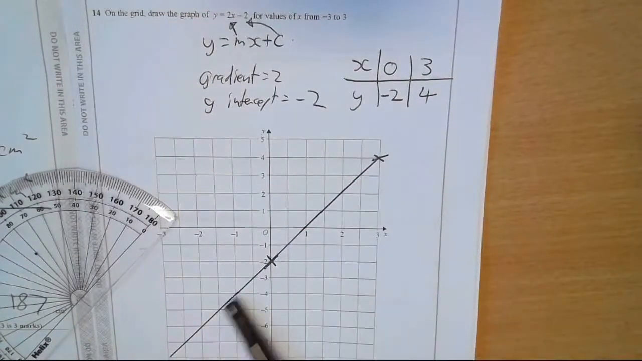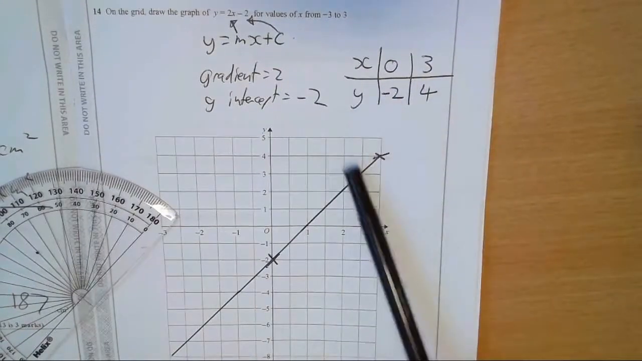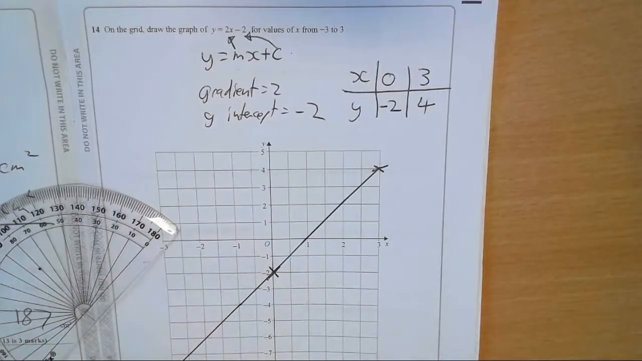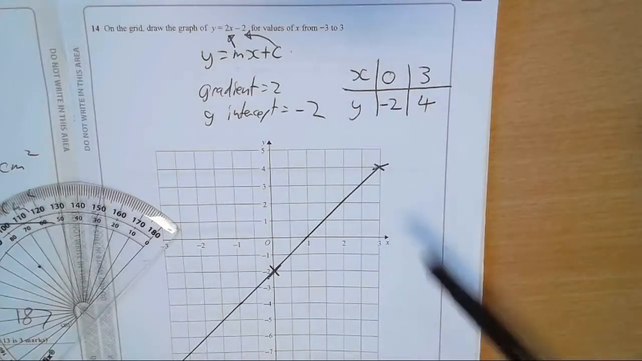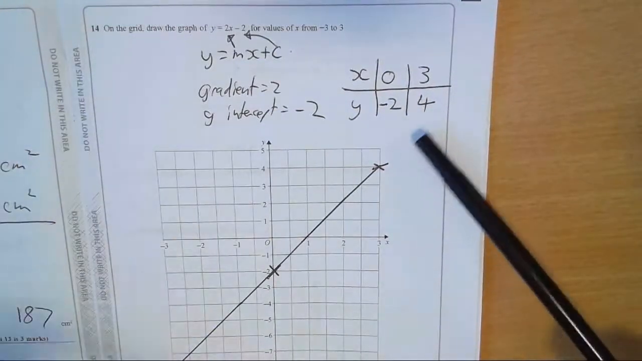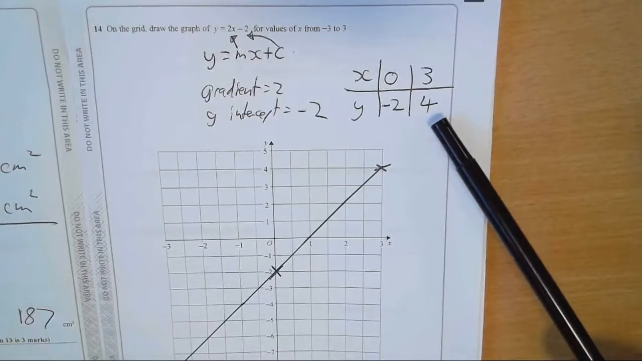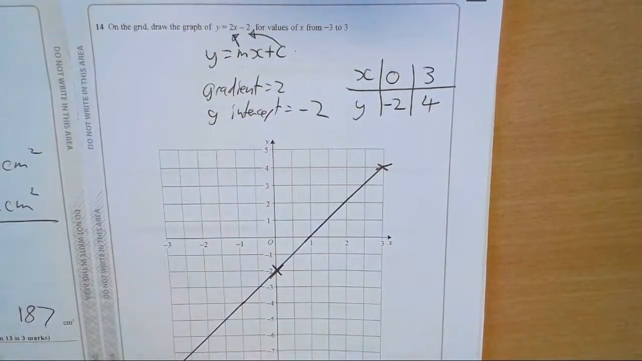You could do loads more points if you want, but you could use this method where you substitute in if you're not sure about your gradient intercept method. I would always recommend this, particularly for when you're going back through and double checking your work. If it's not a straight line, you know it's wrong here because it's not a squared graph, it's not a curved graph or anything like that.